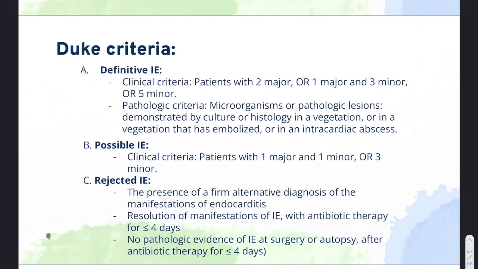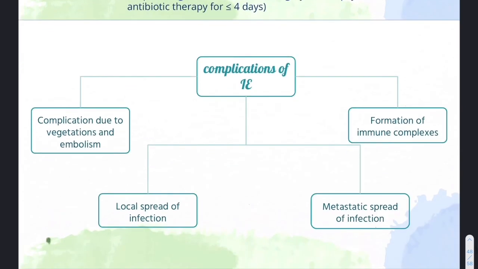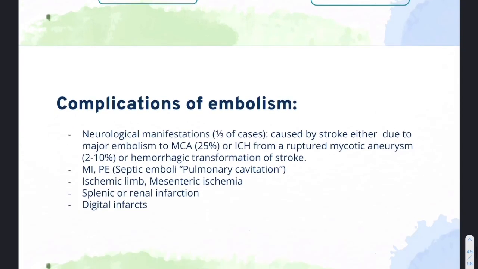Then we have the complications of infective endocarditis. Complications might be due to vegetation and embolism, or local spread of infection, metastatic spread of infection, or formation of immune complexes, leading to complications of infective endocarditis. These are the classifications; I don't want to go into detail on each one. So let's start with complications because of embolism. An embolus traveled, for example, from the left side of the heart to the brain, resulting in neurological manifestations because of a stroke.